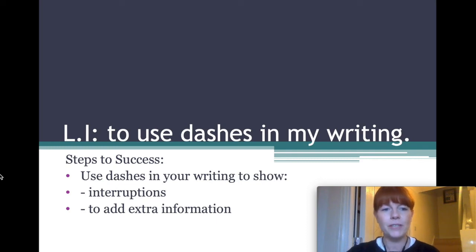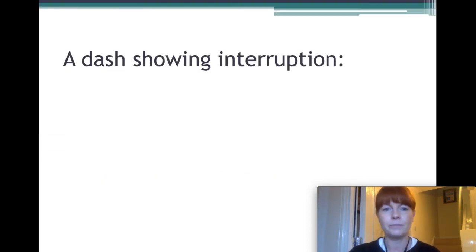So today your learning intention is to use dashes in your writing. Now there are lots of different ways that you can use dashes in your writing, but the two ways that we're learning about today are using dashes with interruptions, which normally happens when somebody's speaking, so you would use speech marks, and using dashes to show that you're adding extra information, or important information, or urgent information. Okay, so let's have a little look.